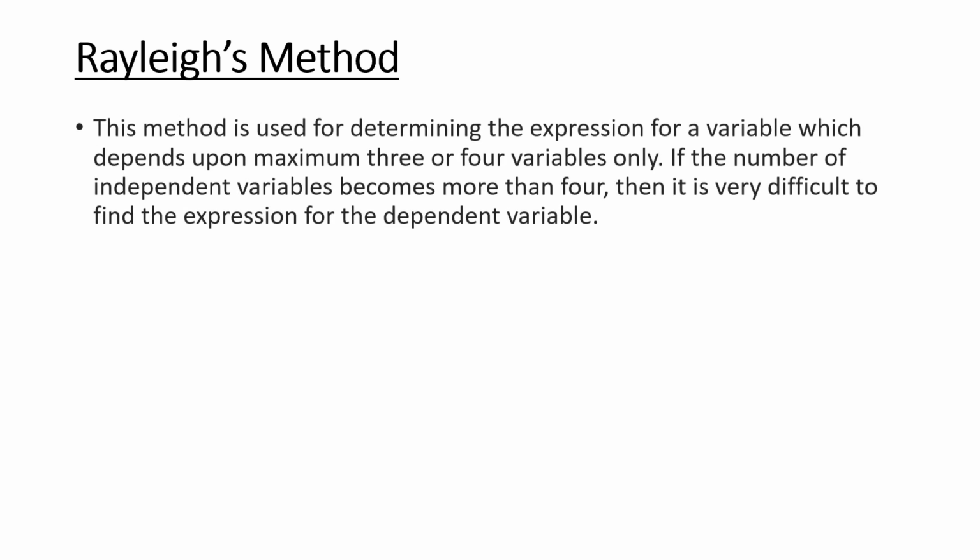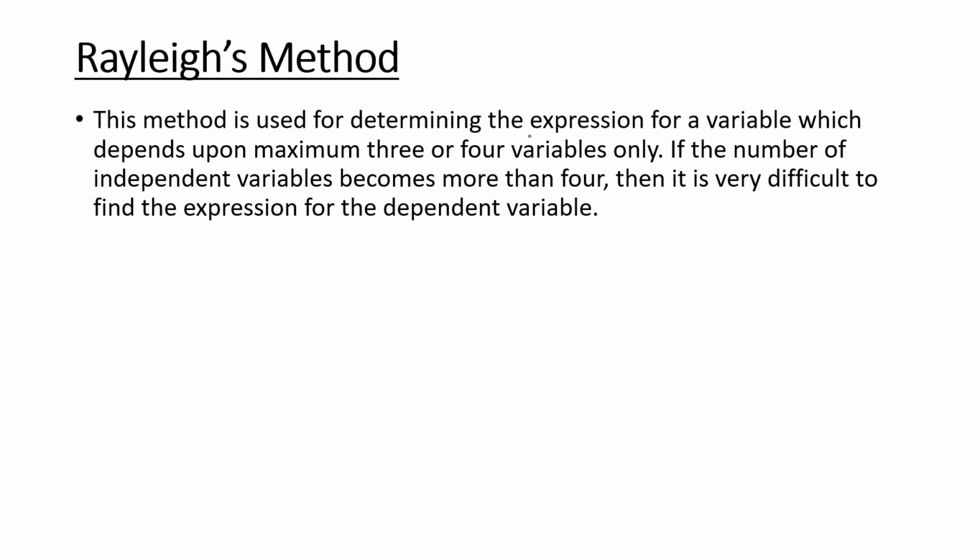So let us see what Rayleigh's method is first. This method is used for determining the expression for a variable which depends upon a maximum of 3 or 4 variables only. For example, the resistance, if it depends upon maybe pressure and velocity, maybe up to rho. If it involves only 3 variables, you may be able to use Rayleigh's method. Otherwise, it is not advisable, because it will be more difficult.